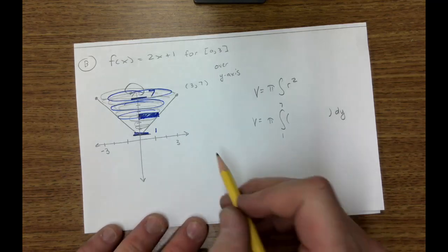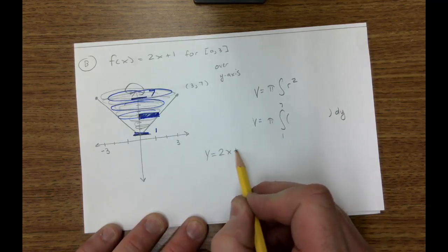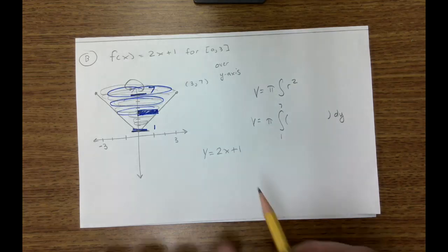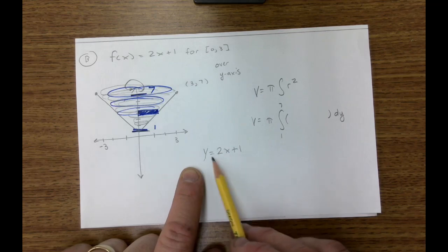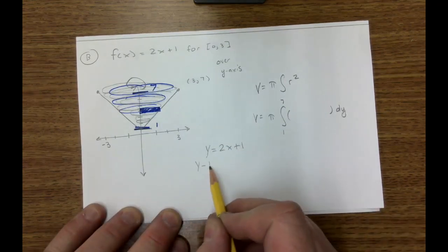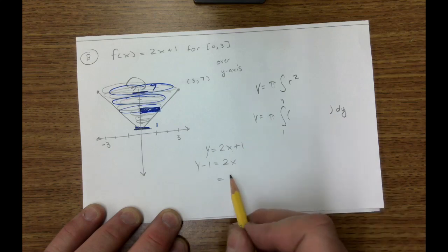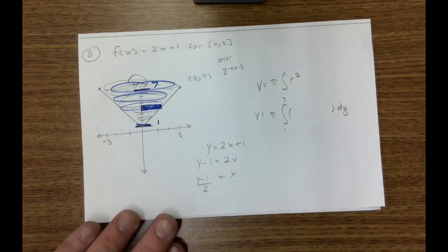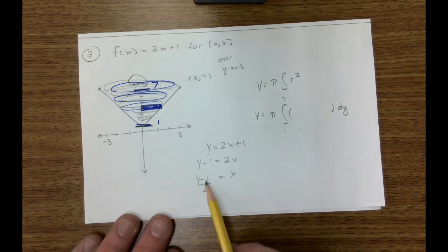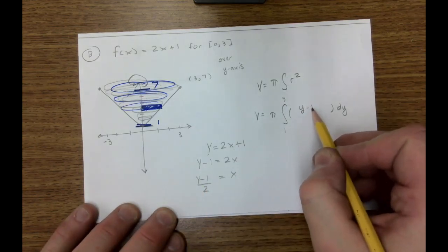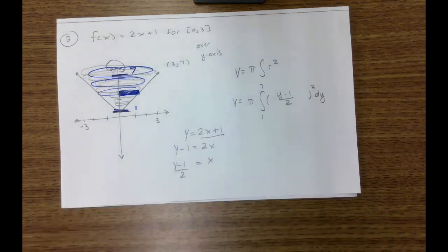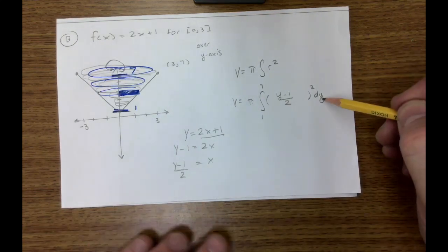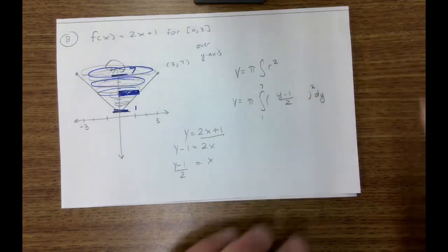However, we have another problem. This equation right here, this equation that I use, is written in terms of x, not y. So I have to solve this for y. I have to subtract this over here. That's y minus 1 is 2x. Divide that over here. And now I have an equation that's in terms of y. So now I can write this in here like this and square it. And that's the equation I'm going to use. If you try and use this one, you'll get the wrong answer because it's dy, so these need to match. The variables need to match.